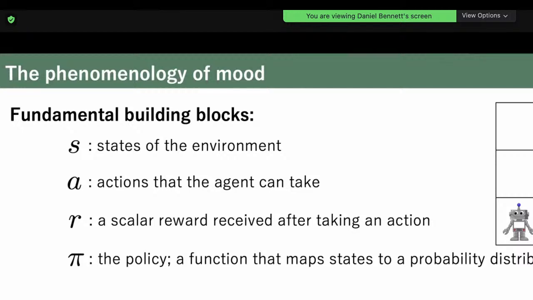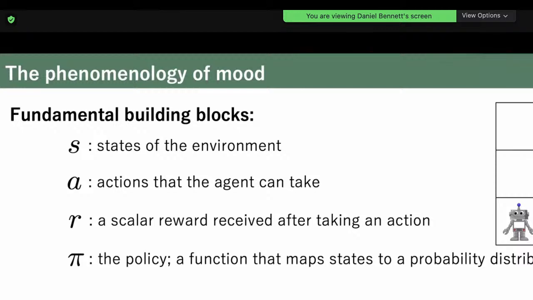The 9 different states of the environment, we'll denote S. There are actions that the agent can take in each one of those states. The agent starts in the bottom left corner. It has 2 actions: it can go up, or it can go right. If it's in the middle state, it can go in any of those directions. If it's up against the right wall, it can go back towards the left. R is the reward that is received by the agent after it takes an action.